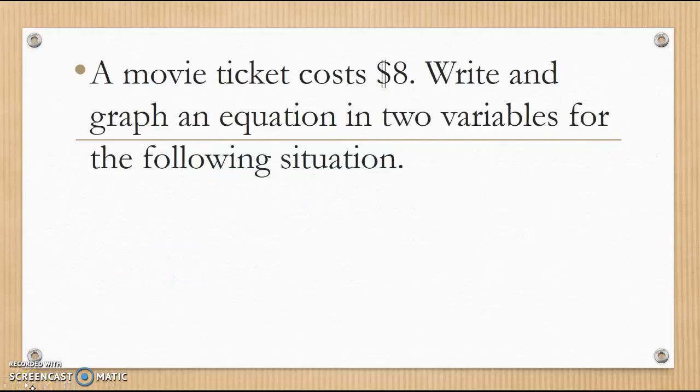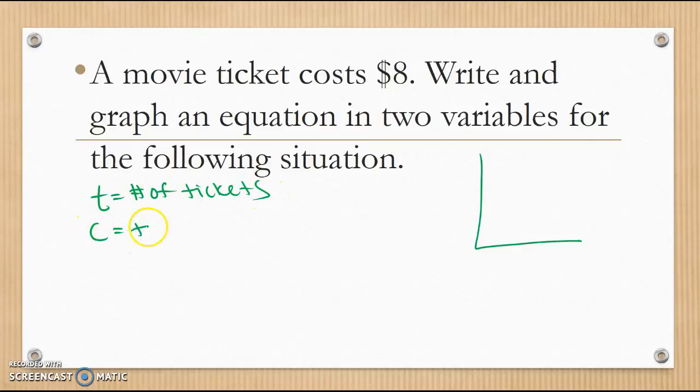And last but not least, it says a movie ticket costs $8. Write and graph an equation in two variables for the following situation. So I'm going to draw a graph really quickly. Here it says a movie ticket costs $8. What we don't know is how many tickets we bought. So I'm going to put T is the number of tickets. And C is the total cost, because we don't know how much we're spending and we don't know how many tickets we're buying. But we do know that each ticket costs $8.